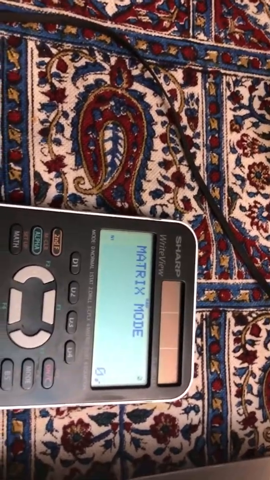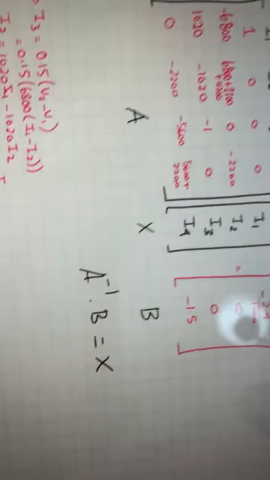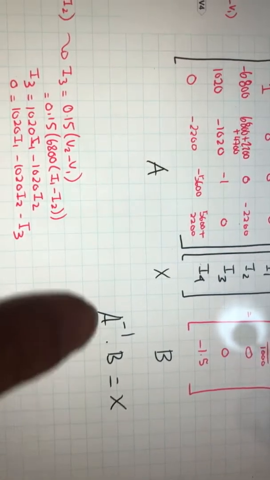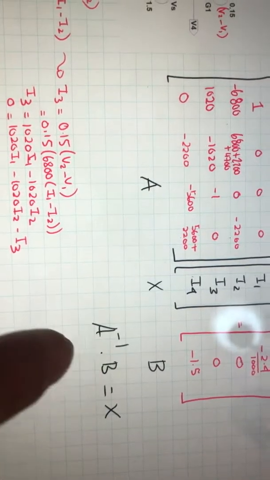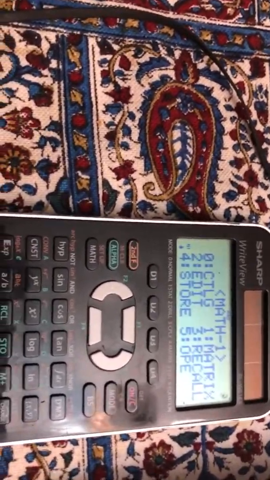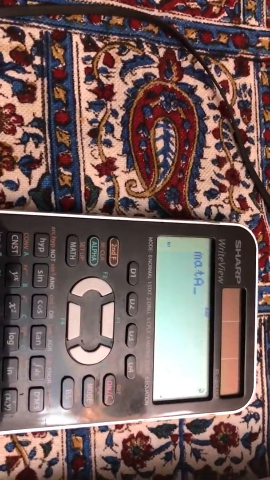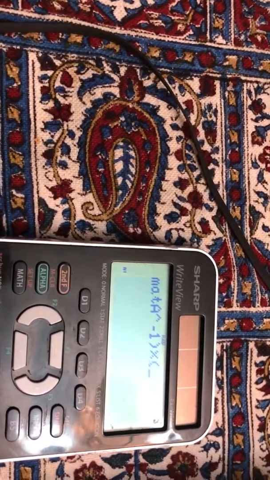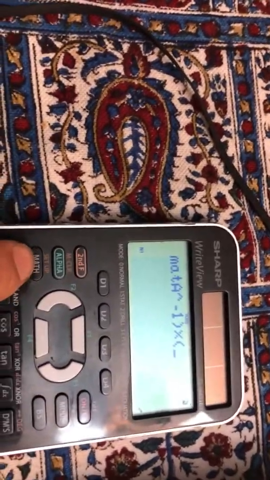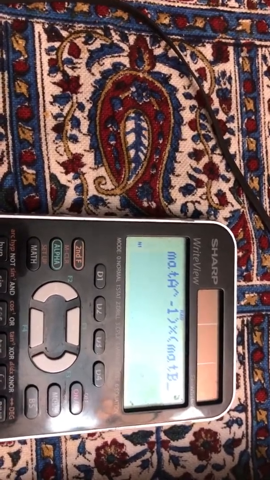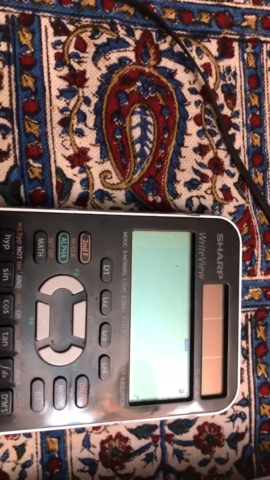Okay, now it's saved. Now we need to solve the matrix, or find the I1, I2, I3 values. So we have to enter matrices A and B this way in our calculator. We go math, then press 1, and then 0, and you want to put this to the power of negative 1. Then multiply this by, again, math, matrix, and then matrix B, and that's it.